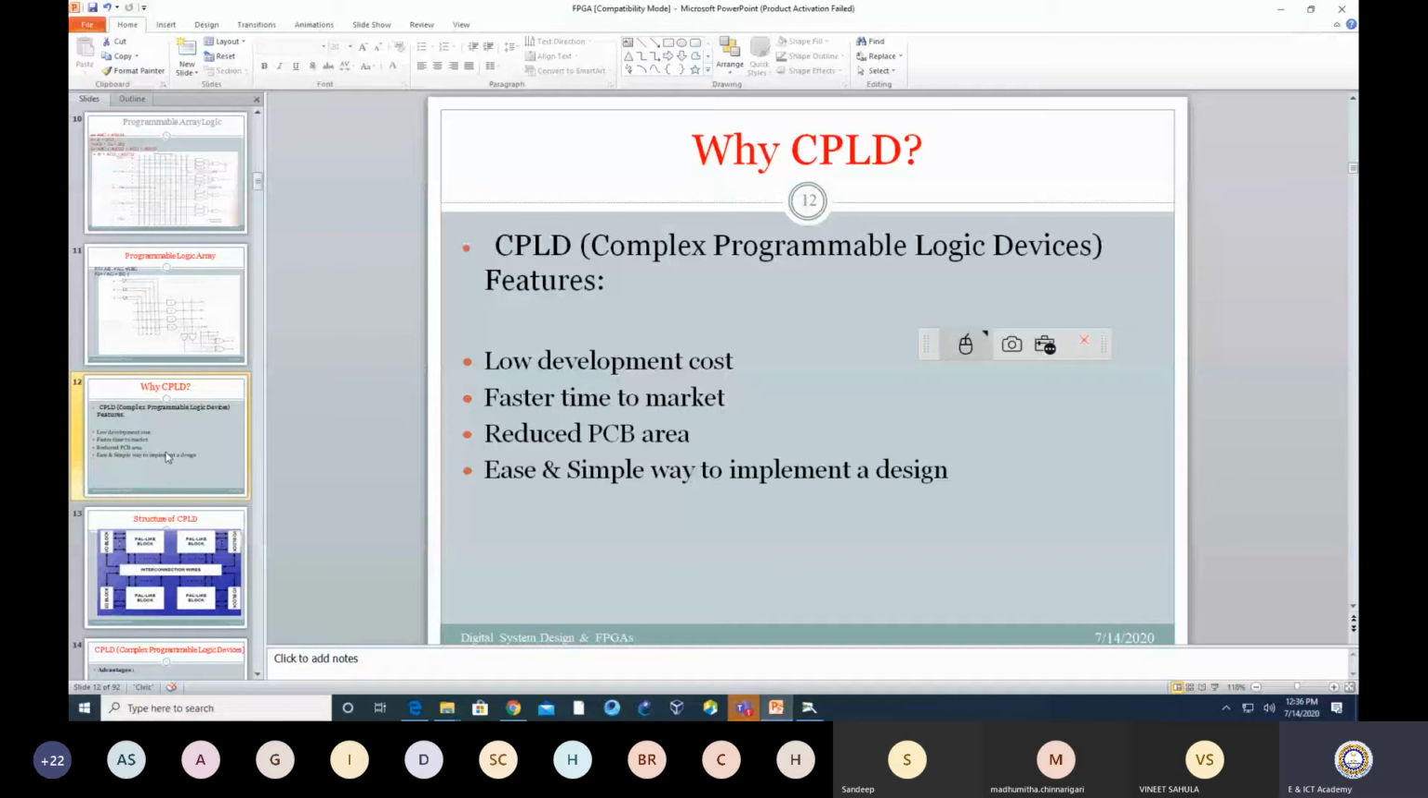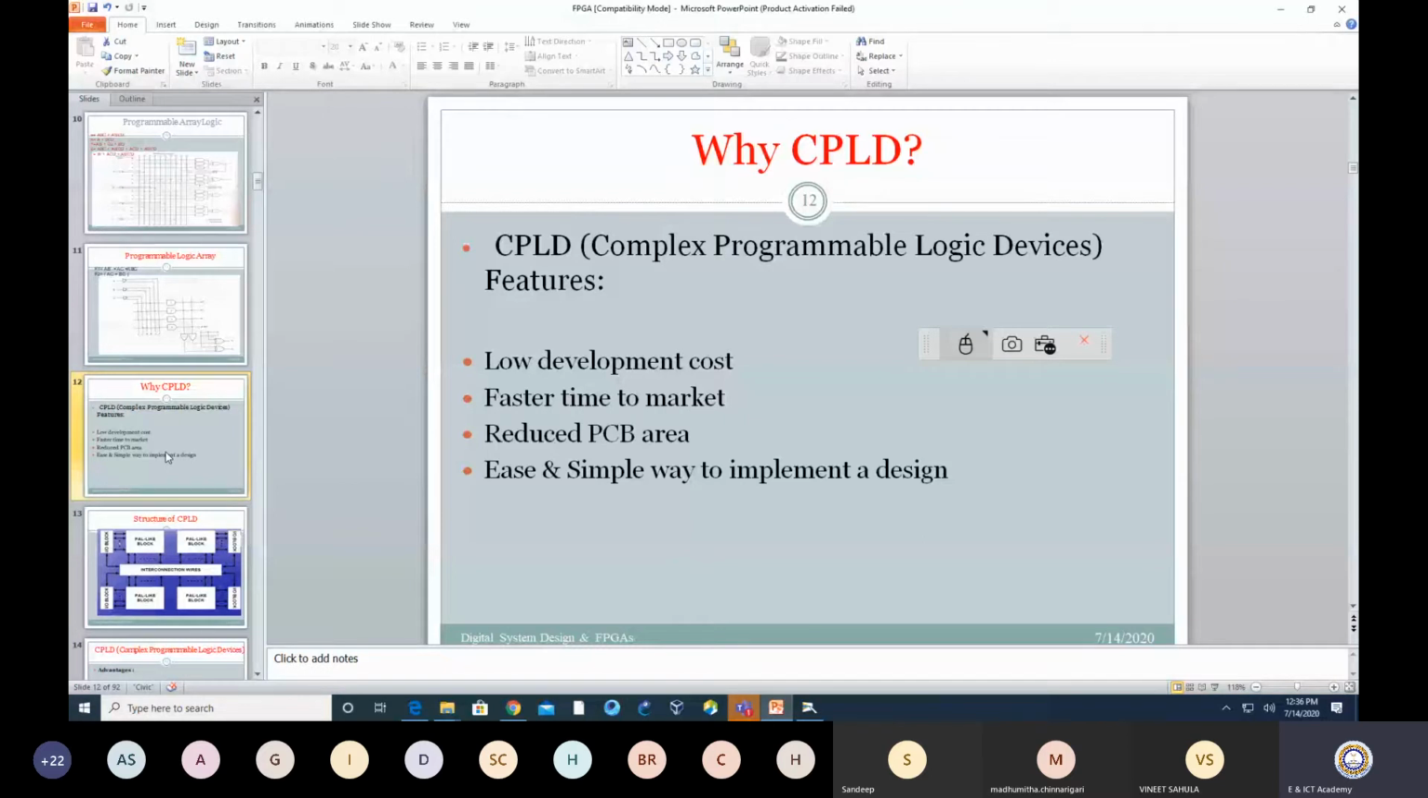Now, just to help you in your course, there is another family, which is a CPLD. As I said, it is the elder brother of your SPLD, where you have some sort of lowest cost. It has faster time to market, some reduced PCB area, and it also helps you do simple design changes or easy implementation for your complex design.